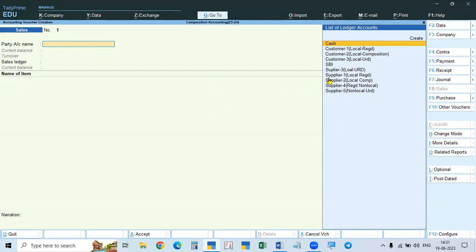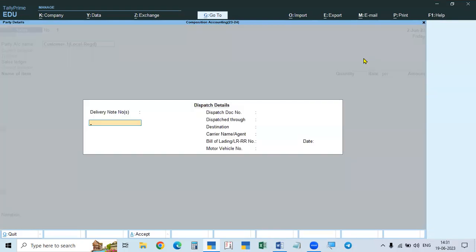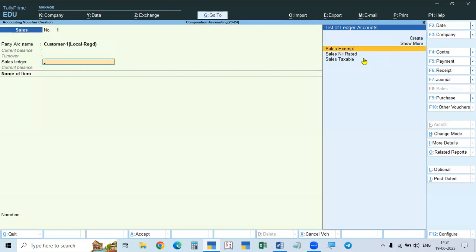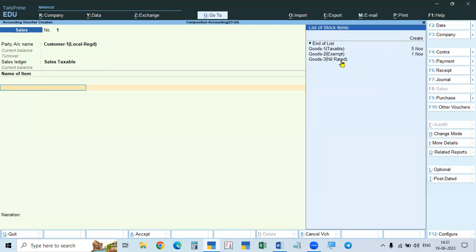Whoever you supply, registered local supply, registered composition, unregistered, we are not bothered about the party. We are bothered about the goods only. Only for taxable goods we have to pay tax. That's why taxable goods and non-taxable, exempted, nil-rated goods we will show separately. Okay, you take local registered, no problem. In this case, taxable sales means taxable goods.